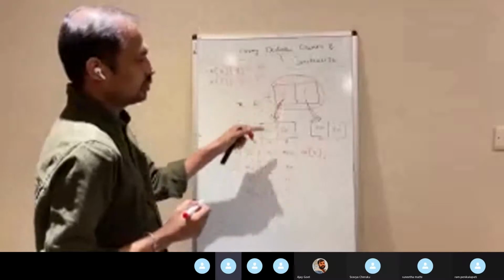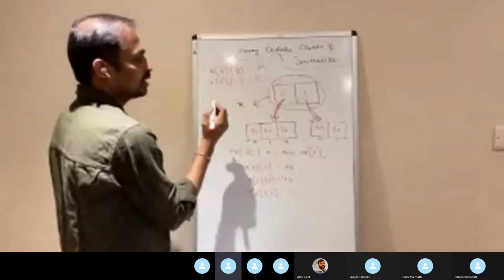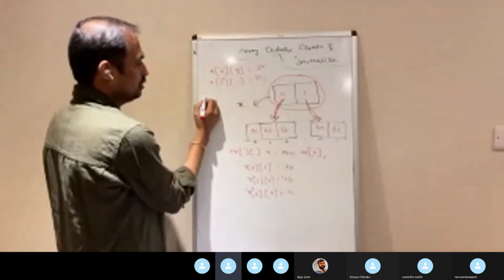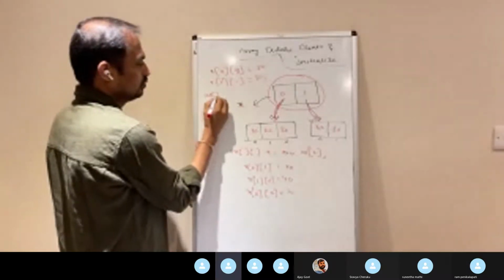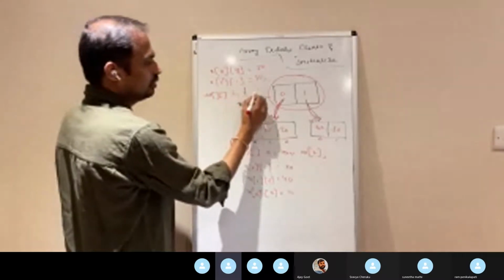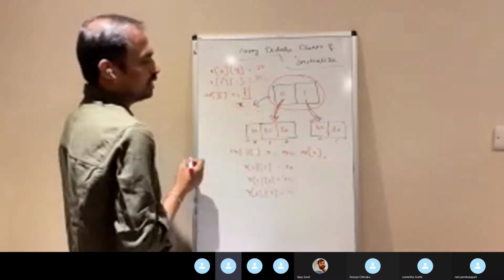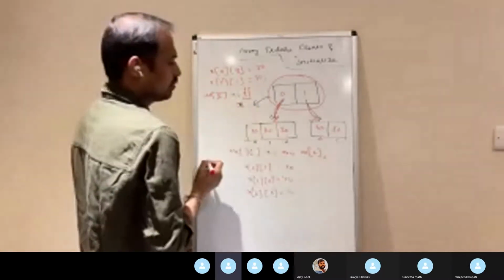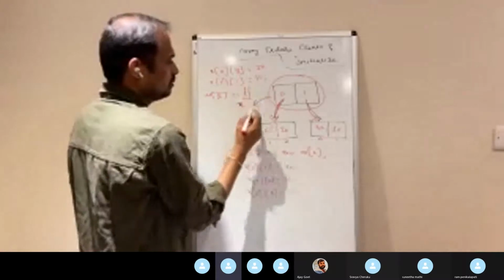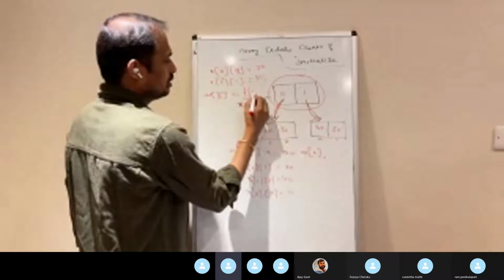So this is a two-dimensional array. If you want to represent it in a single form, how are we going to do it? int x is equal to, how are we going to do it? If it is a two-dimensional array, it should be two curly brackets. And how are we going to mention the values?